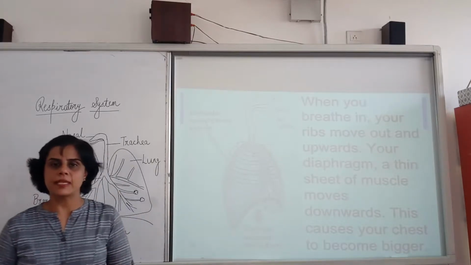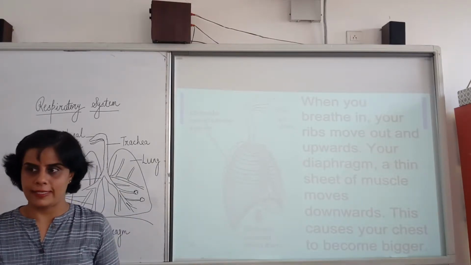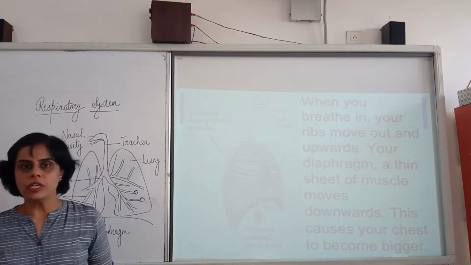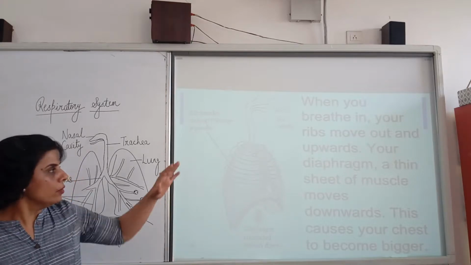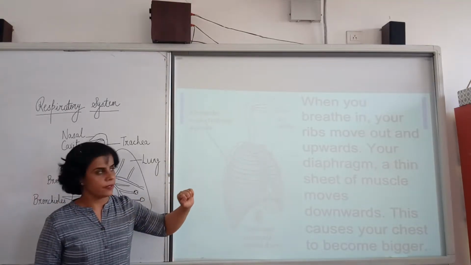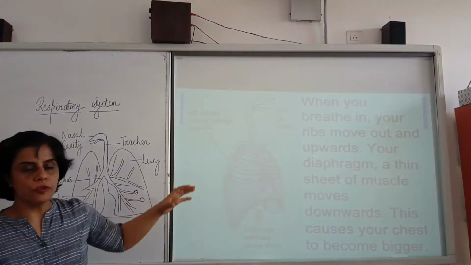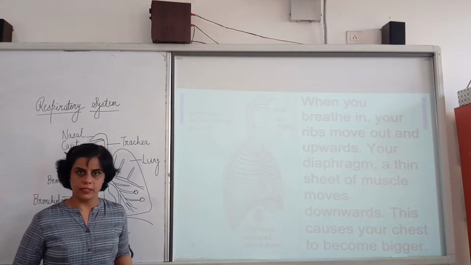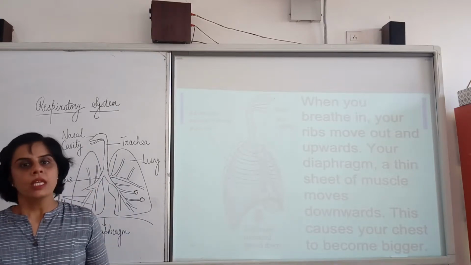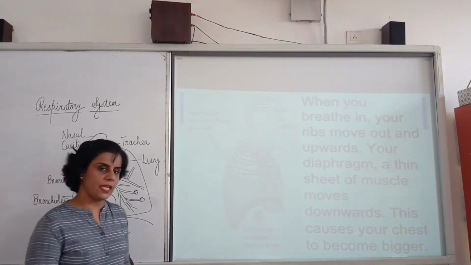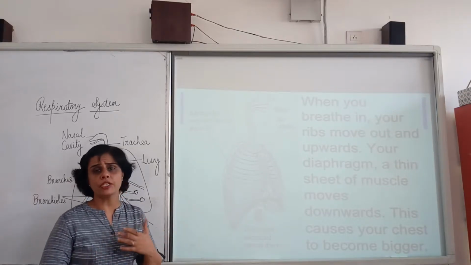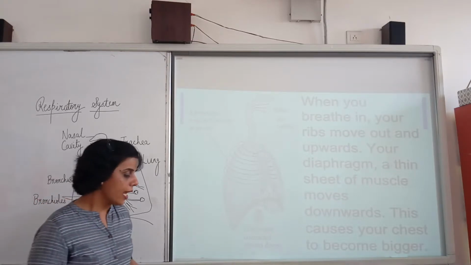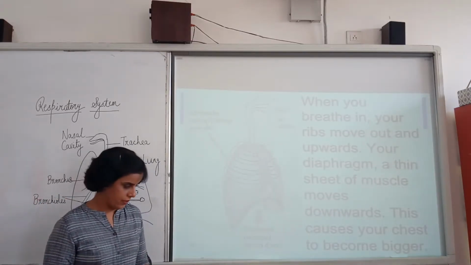Let's do some breathing exercises to understand the process of inhalation and exhalation. Now, breathe in and observe, touch your lungs and observe them. When you breathe in, what happens to your lungs? Your ribs move outwards and upwards. The diaphragm, which is a thin sheet of muscle, goes downward. This leads to the expansion of the chest cavity. So due to the expansion of the chest cavity and difference in pressure, we inhale air. This process is called inhalation.